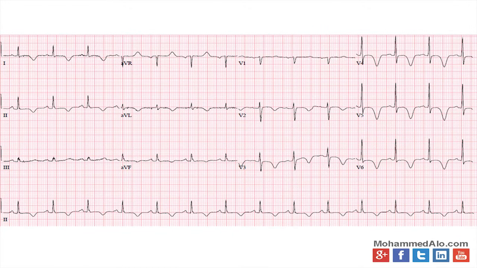Next EKG here shows these deep inverted T waves. These are the inverted T waves. It could be an acute MI or acute ischemia. T wave inversions do localize. So if you have anterior T wave inversions, you actually could have a PE.